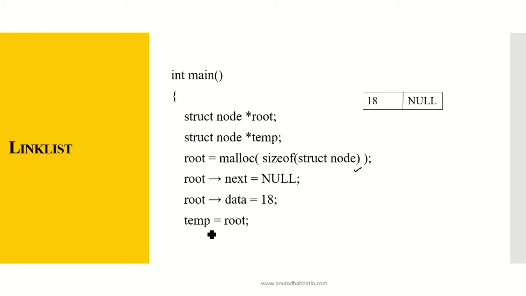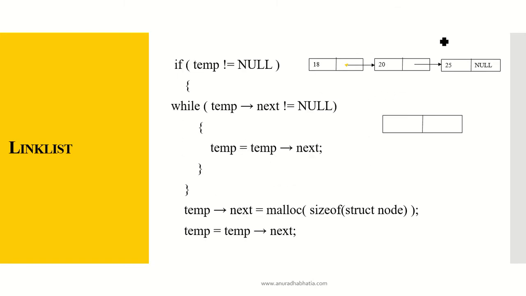And when I say temp is equal to root, so now this was pointed by root, now this will also be pointed by temp. So temp as well as root both point to this particular node. Now I have to add it in the end. Let's assume that I have this node which is already created and I need to add an element at the end. If temp is not equal to null, you will see that temp was pointing at the beginning, so this is the pointer of temp.